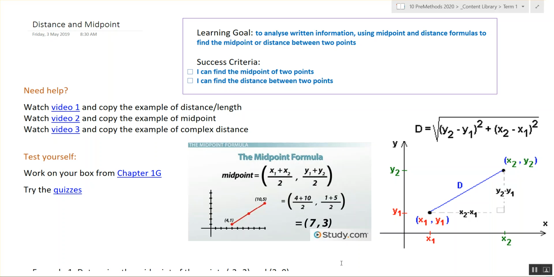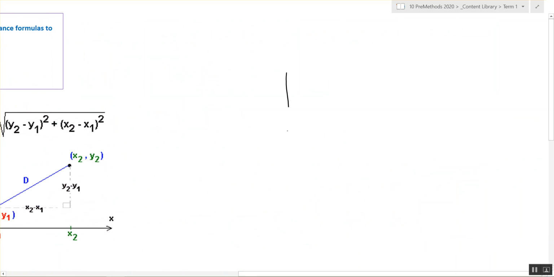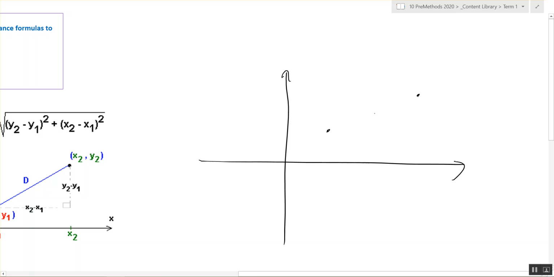So if you think about it visually on a graph, Cartesian plane, midpoint, you have 2 points. You're finding the middle of those 2 points. So you're going to find a midpoint. It'll be a point, so an x and y. The distance, you're finding a number, so you'll find a value that gives you the distance between these 2 points.